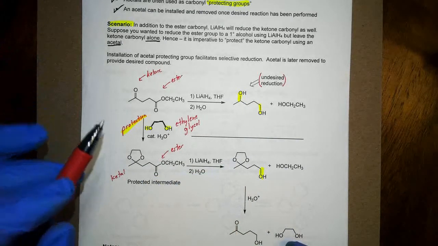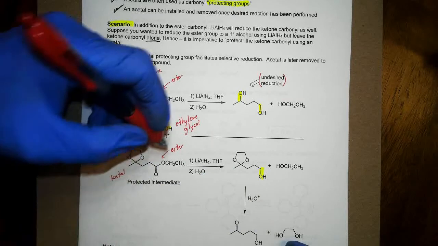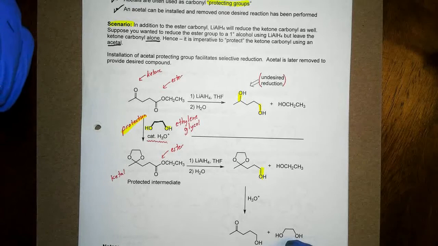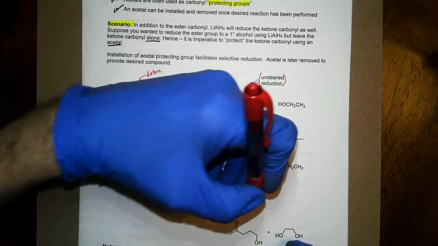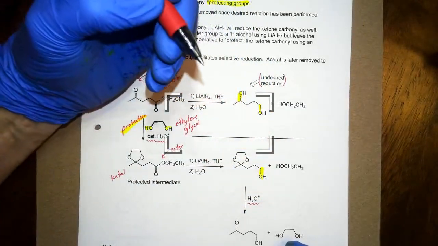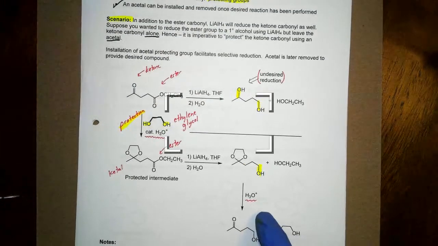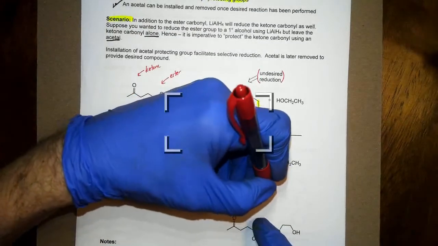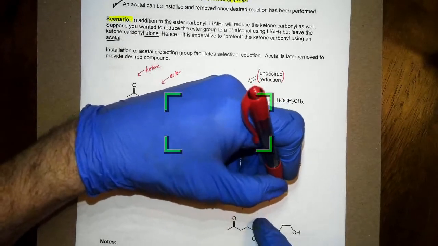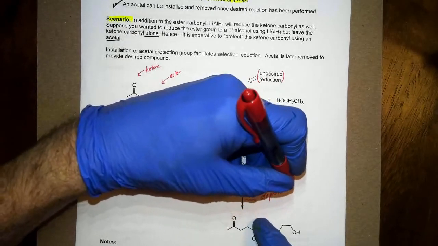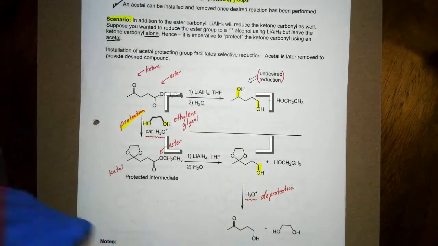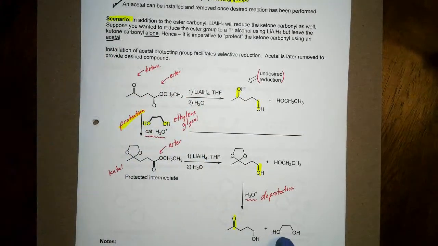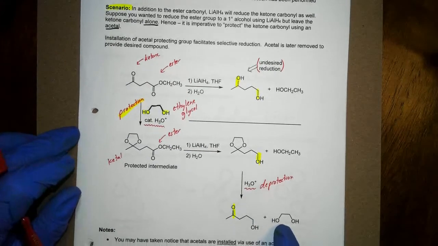Now, how did I say you put these on? You have to use what? Catalytic quantities of acid. Well, how do you take them off? Catalytic quantities of acid. So the scheme you're looking at here is the opposite of protection. This is called deprotection, okay? So we're removing the protecting group and we're restoring the carbonyl, right? There it is. And of course, there's your byproduct that came from the protecting group.